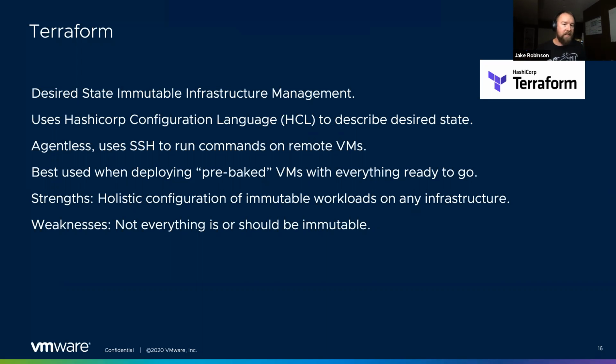Weakness-wise, I would say, while Terraform is really good at immutable stuff, I don't feel that it's the right tool for the job when it comes to mutable stuff. So if you're doing VMware infrastructure and not doing what Brian's doing in terms of 100% immutable bare metal all the way up, it's not necessarily the right tool for the job.